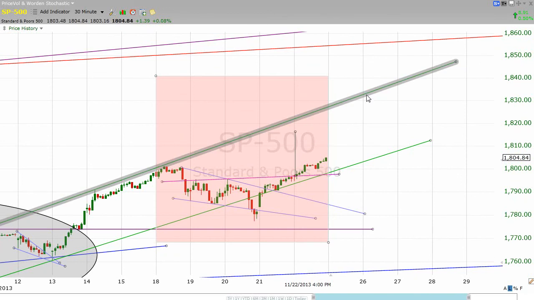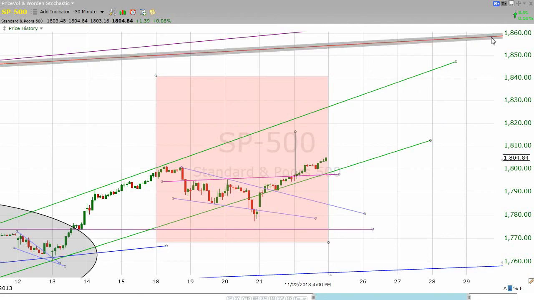So if we were to tag the green line on Tuesday or Wednesday, yeah, I would expect this to bounce back a bit, but I would also not be the least bit surprised to see this channel end up taking us to this red line here, which by Friday is approaching 1860. So guys, let's see if that's what happens.